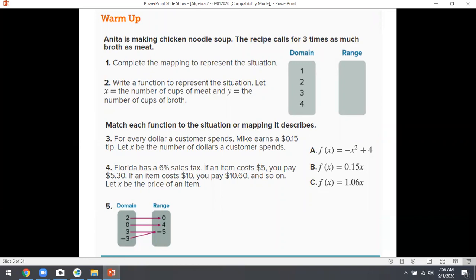But it's got 6%. 6% is what, 0.06? I don't see a 0.06. I see a 1.06. Anybody know why the 1's there? Well, when you give 6%, that's extra, right? But you still give the original 100% you owe, right? When you tip somebody, you pay the bill 100%, right? Plus the 6% tax. 100% is just 1, so plus the 6%, 1.06x. That makes sense why that's that.